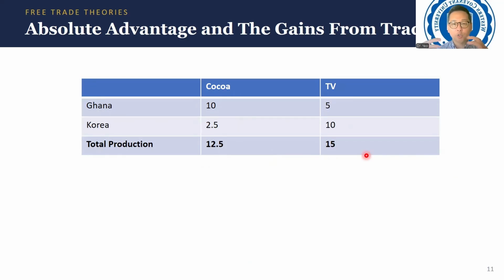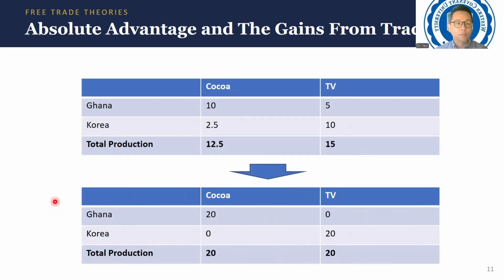But what if they trade? What if it's free trade, not like mercantilism, but free trade? And if they share their products, what happens? Each country can focus on what they can do best. Ghana focuses on producing cocoa, so they can produce 20 cocoa but 0 TV. And Korea produces 0 cocoa, but they can produce 20 TV.